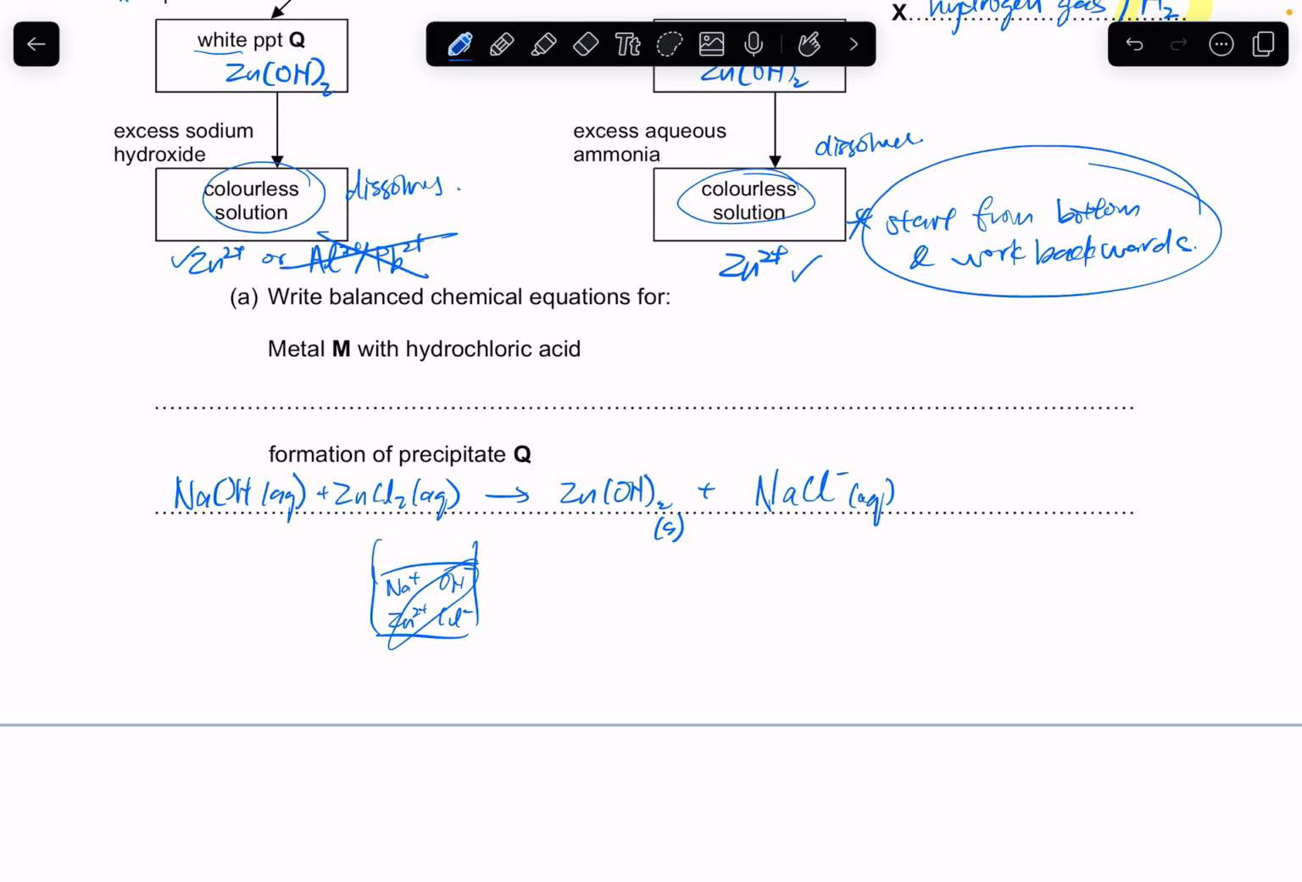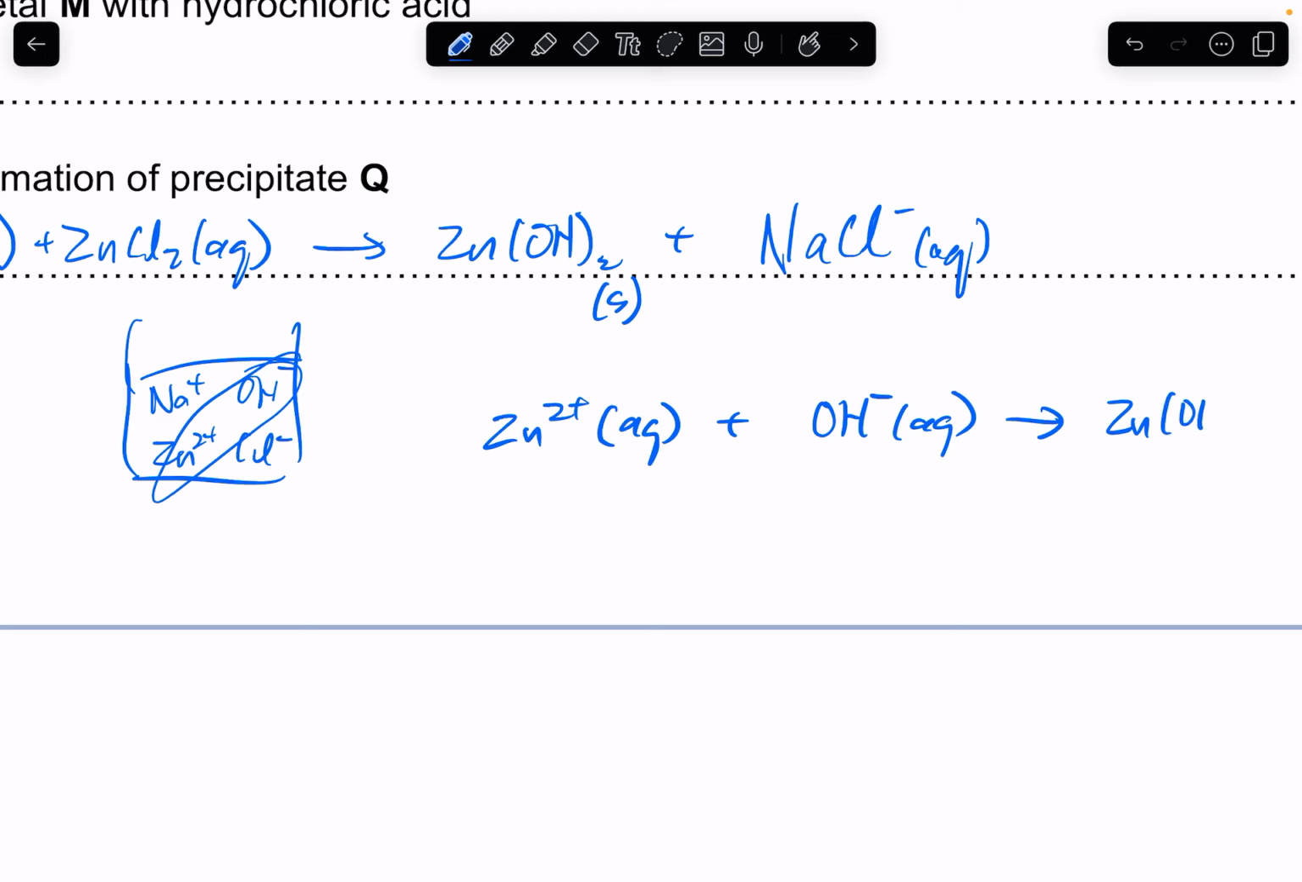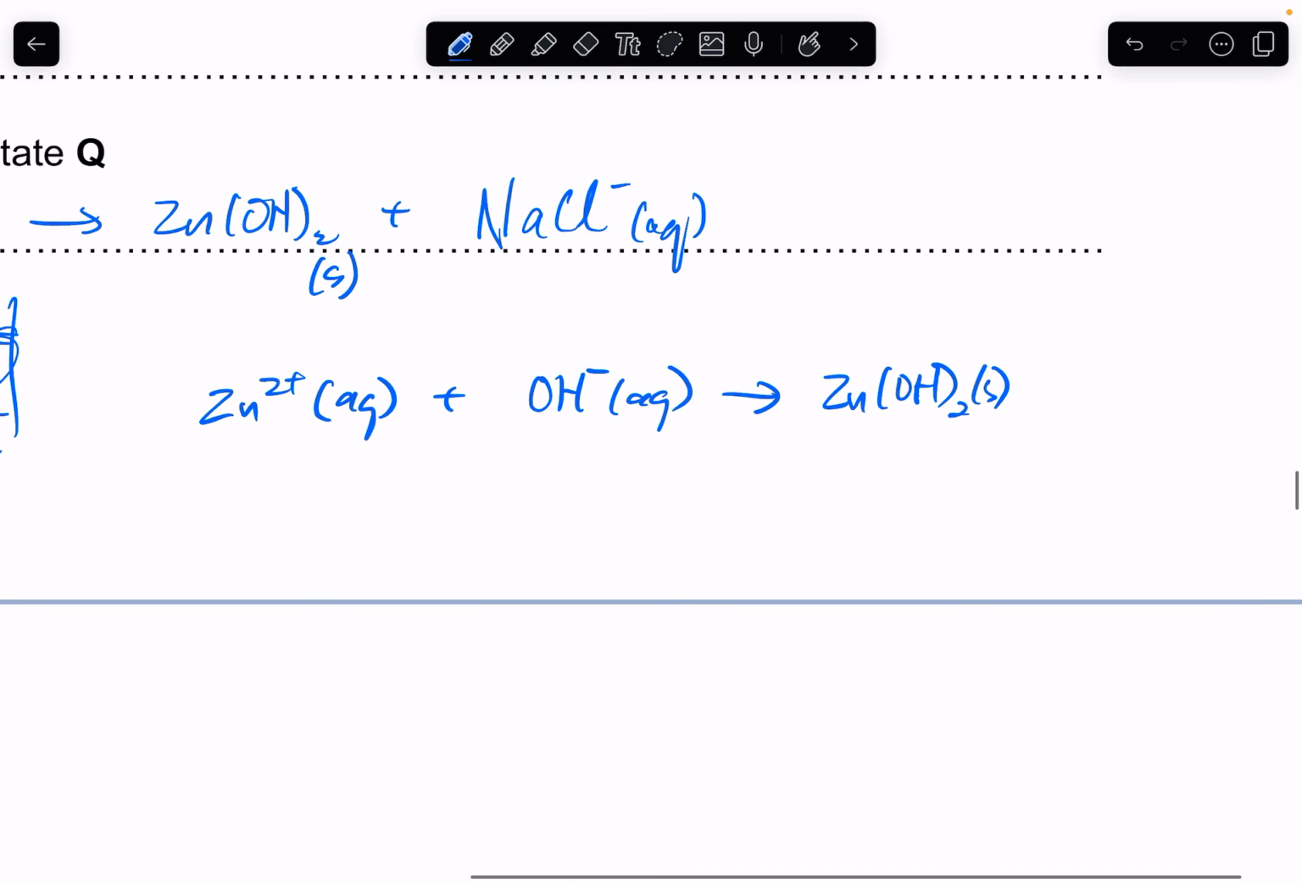Now sometimes they ask you for the ionic equation. If I look at the beaker, the only ions that are taking part in the reaction are zinc and hydroxide. So I can represent the ionic equation in this way. The zinc ions, when they collide with the hydroxide ions, will form zinc hydroxide as a precipitate. Then let's check whether this is balanced.